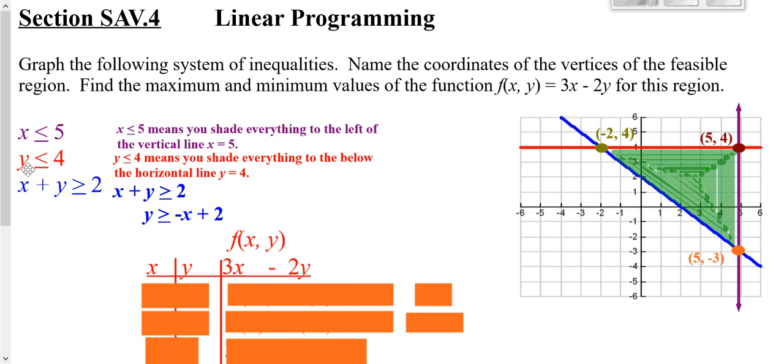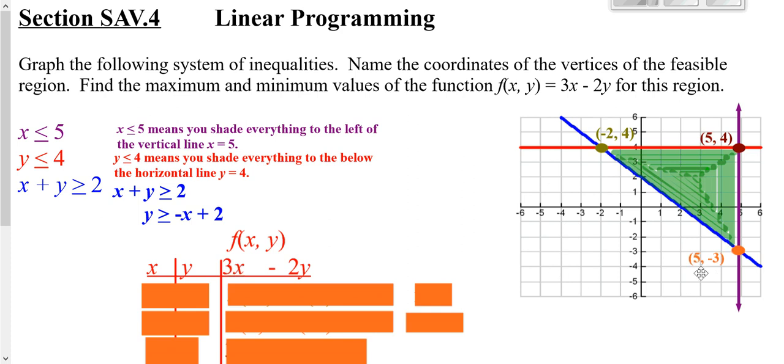Looking at the red one, y is less than or equal to 4. That's a horizontal line, always at a height of 4 for your y's. We want to be less than that, and remember y goes up and down, so you're going to shade below that. So we need to be shading to the left of the purple. We need to be shading below the red.